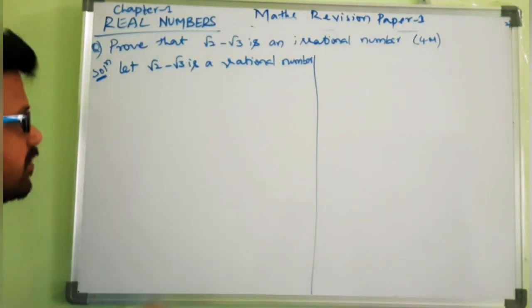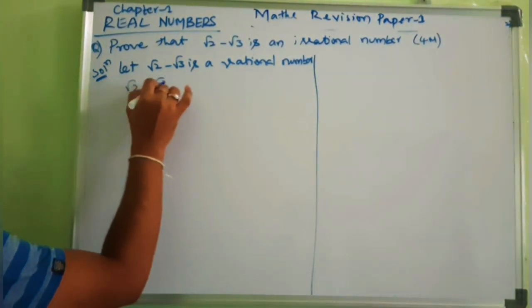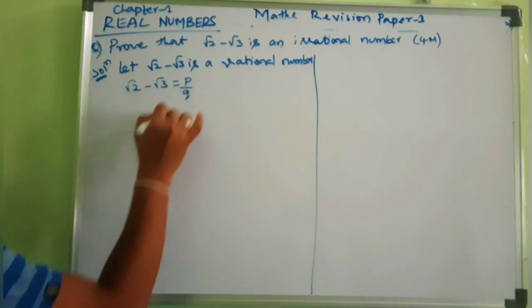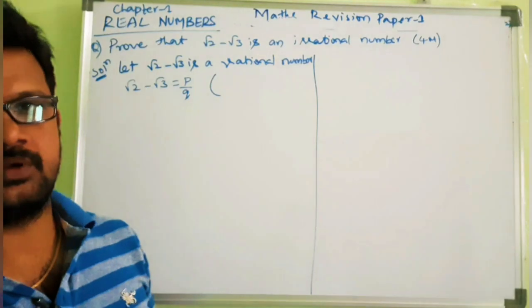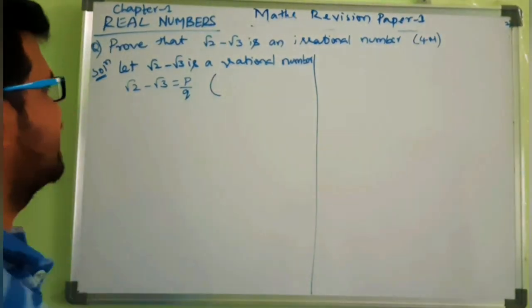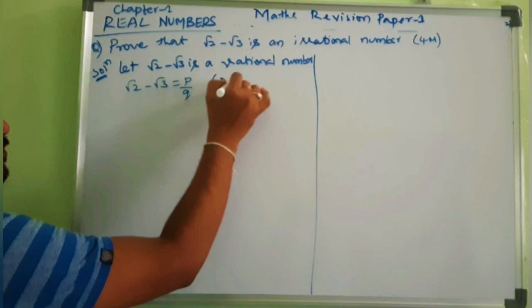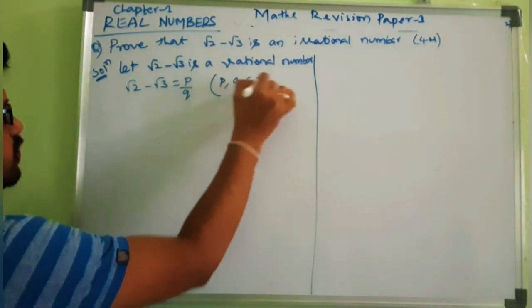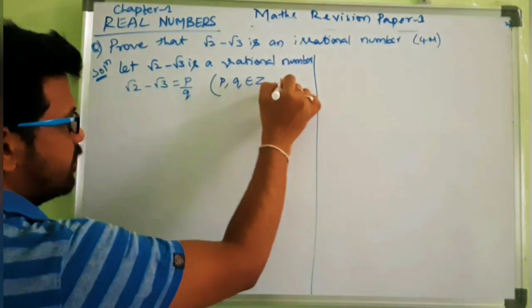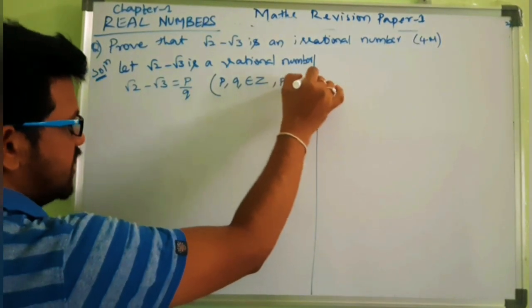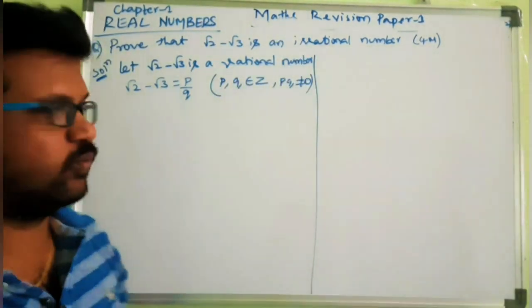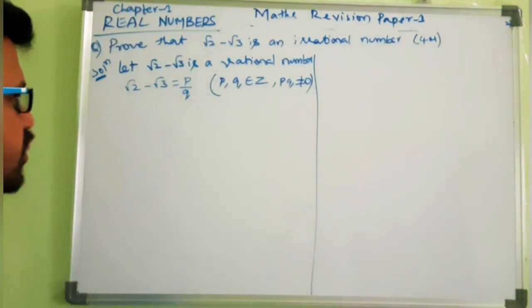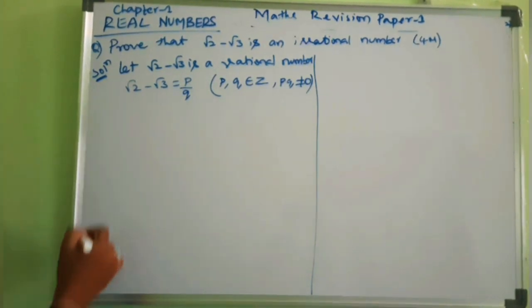If it is a rational number, then root 2 minus root 3 is equal to P by Q. We can write it in P by Q form or A by B. Root 2 minus root 3 is equal to P by Q, where P, Q belong to Z, integers, and PQ is not equal to 0. Many teachers say that Q is not equal to 0. Why did I write PQ is not equal to 0? You will see at last. Okay, so root 2 minus root 3 is equal to P by Q.